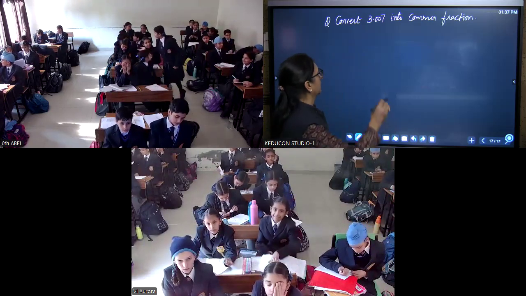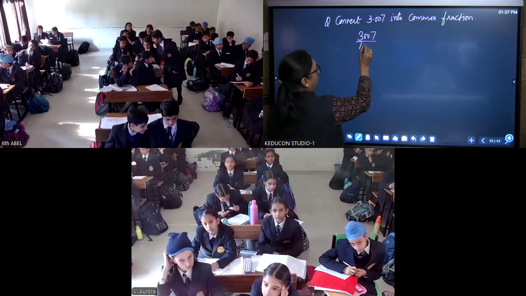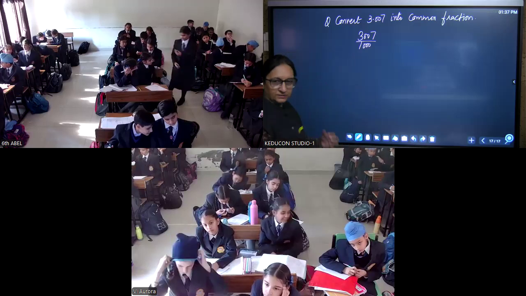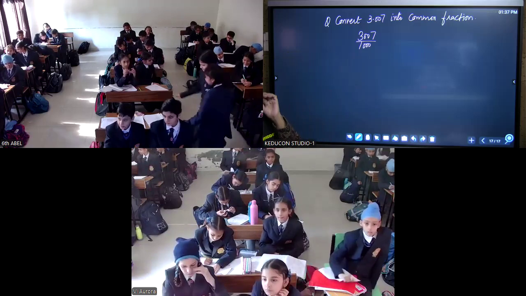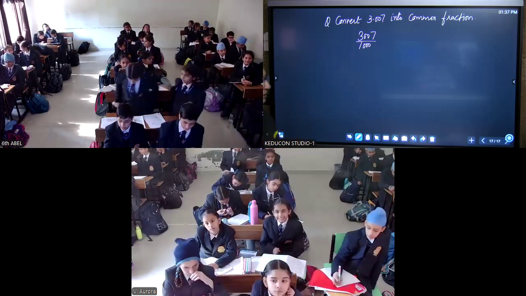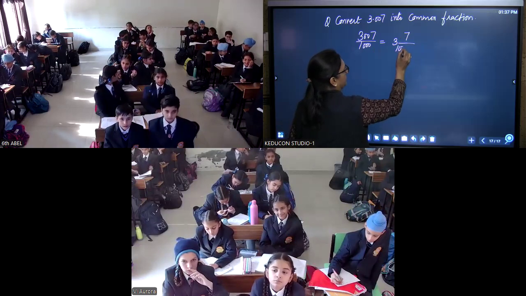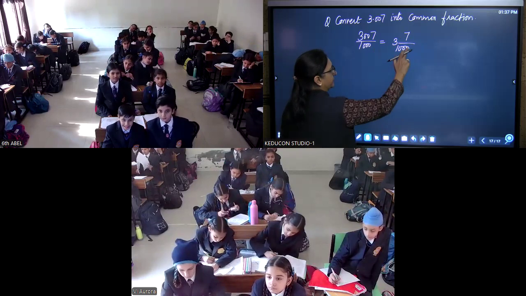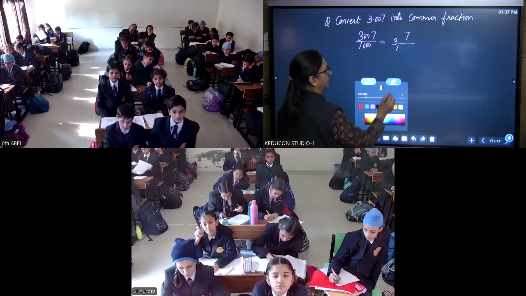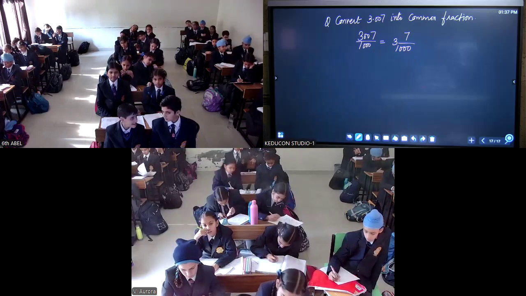7 upon 1000. 3007 upon 1000. This is fine. This is improper. Okay, you have to convert it into mixed also. So it will be 37 by 1000. Okay, this is your improper fraction. Try to convert all the improper fractions into mixed fractions.